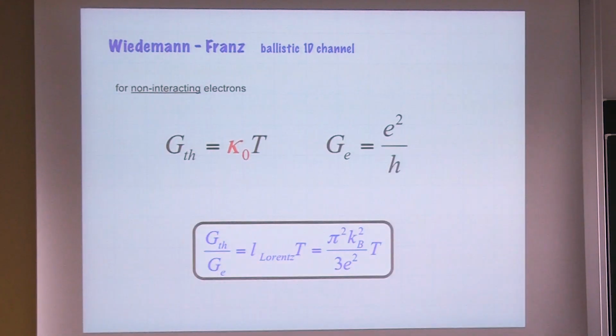Okay. So again, the Wiedemann-Franz law in a ballistic 1D channel, if we have non-interacting electrons, we know this is the thermal conductance, and this is the electrical conductance we know, and we are not surprised to see that the Lorentz number is still valid. So for electrons, the Wiedemann-Franz law is valid. So we are going to look at what happens if we go to a strongly interacting regime, if it will stay the same or different.